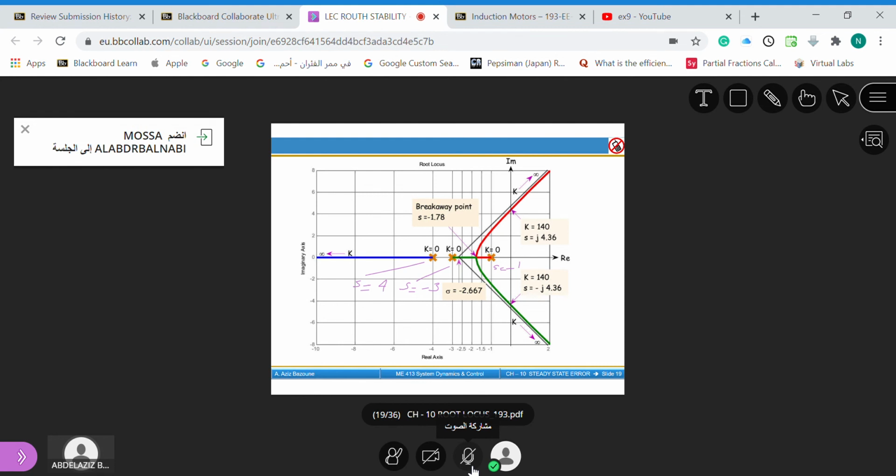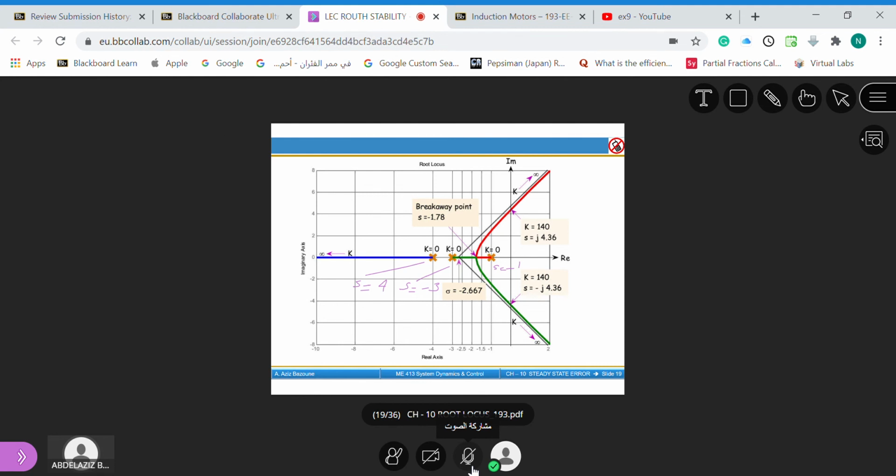The asymptote is here. The asymptote here means that the root locus will be parallel to this line with angle 60 degrees. The root locus is coming from here, and it's going in this direction. And now it's coming also from here, and it's going in this direction, the green one. And the breakaway point, we found it to be -1.67. We excluded the value of -3.5, and -3.5 is not part of the root locus.